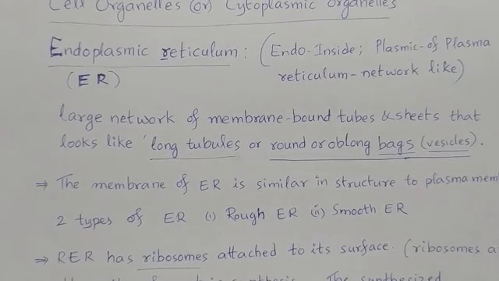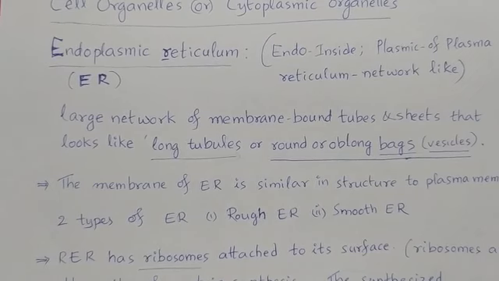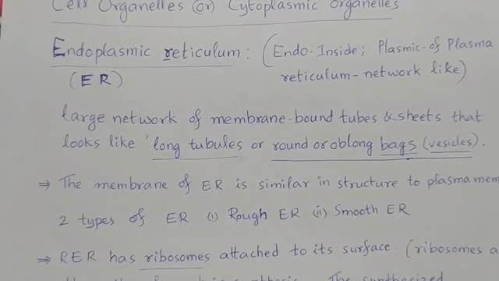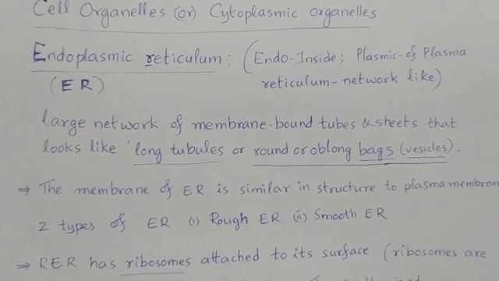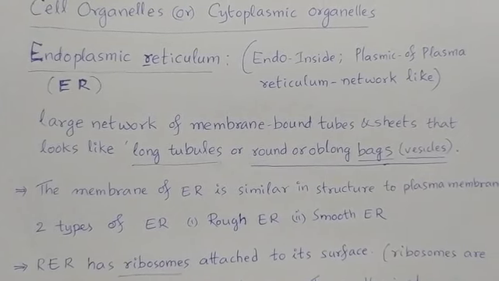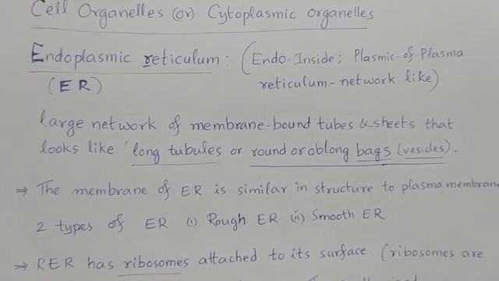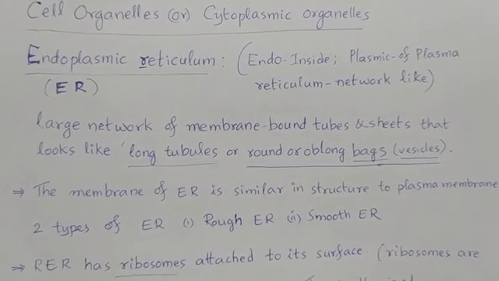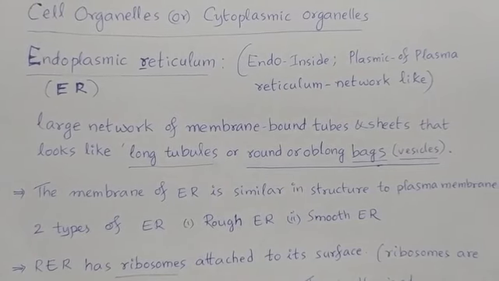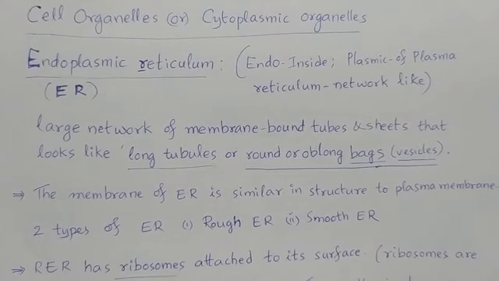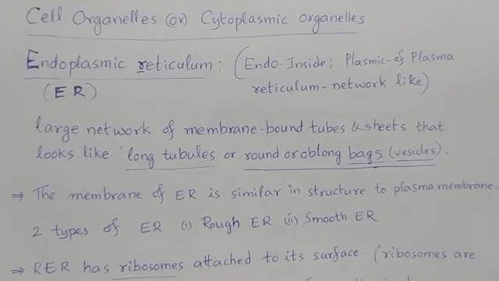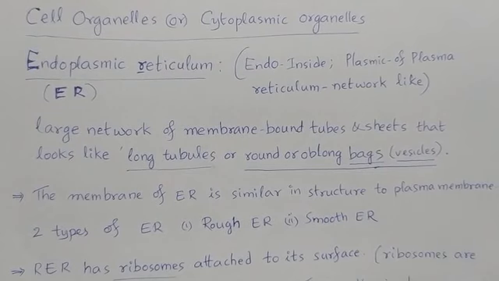The membrane of endoplasmic reticulum is similar in structure to the plasma membrane. There are two types of endoplasmic reticulum. One is rough endoplasmic reticulum and another one is smooth endoplasmic reticulum. Here ER refers to endoplasmic reticulum.